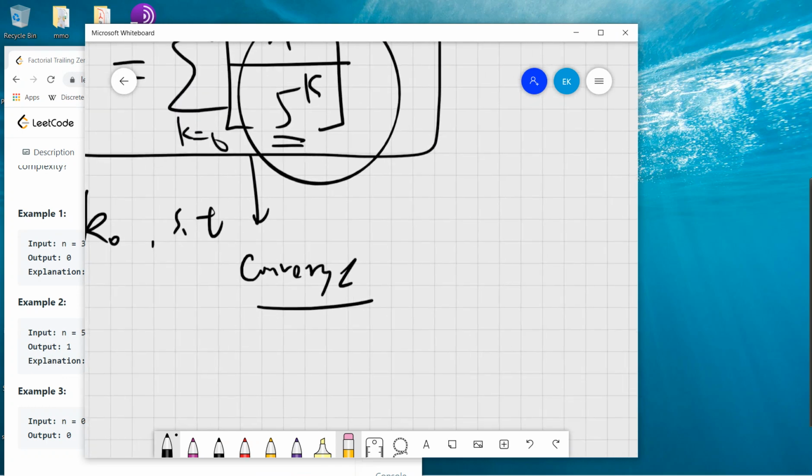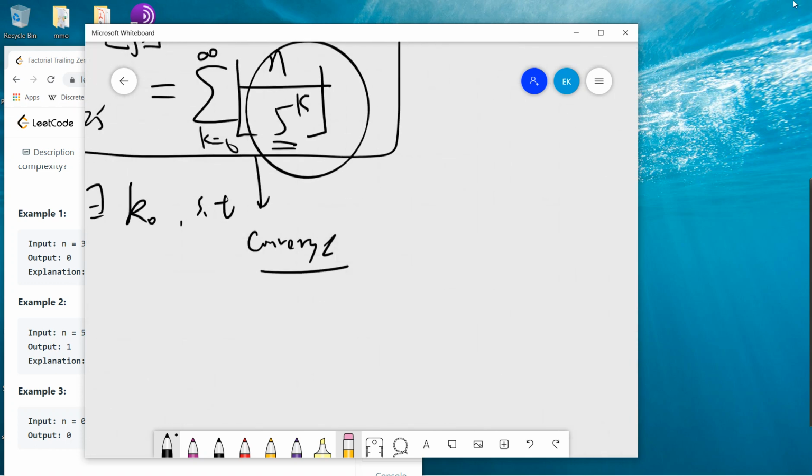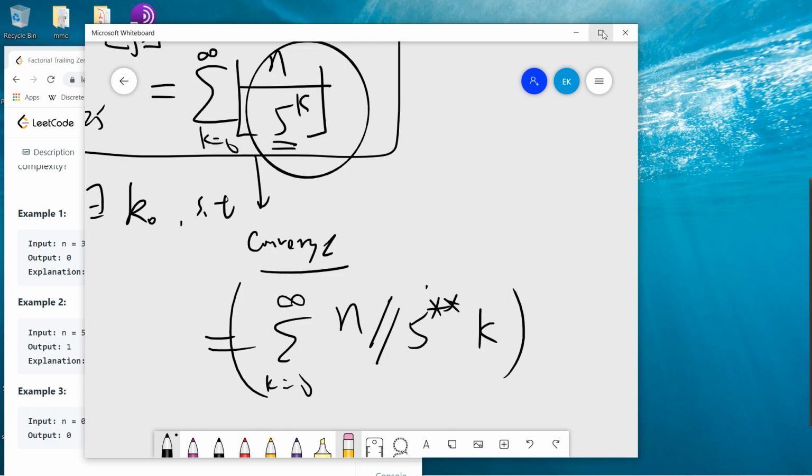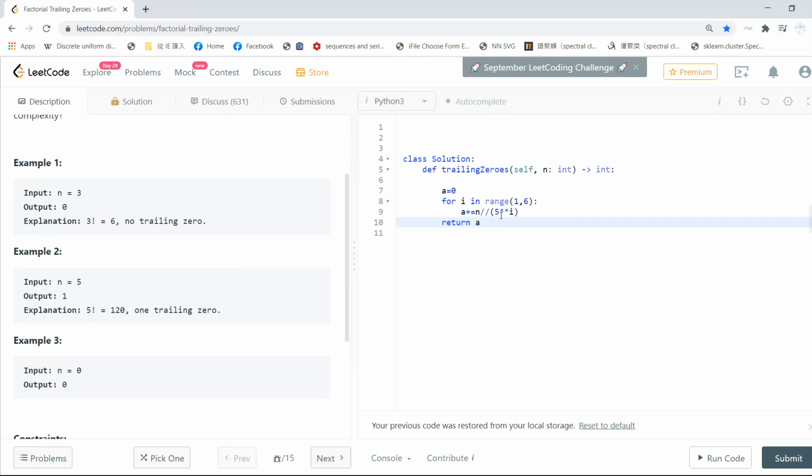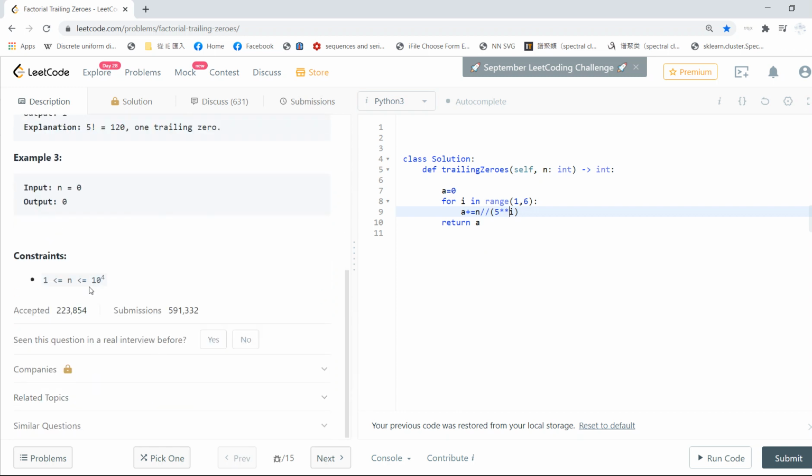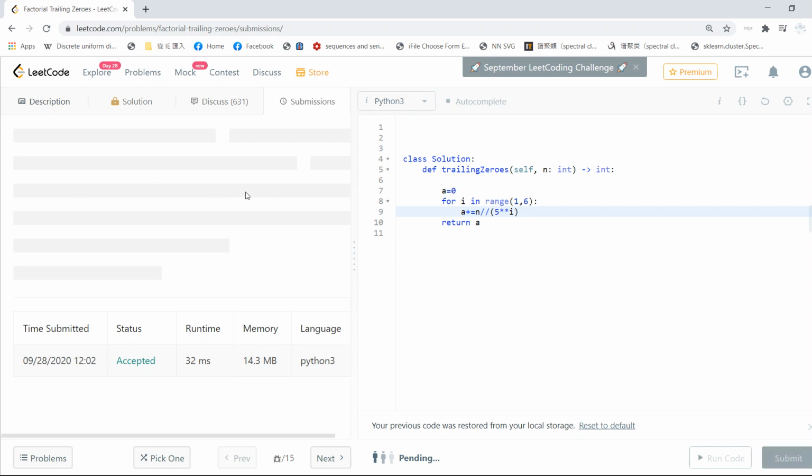Okay, so now into the Python code, we can just sum over k from 0 to infinity of n divided by 5 to the k, in Python. And for this case, since you already say n is less than 10,000, you can check that 5 to the 5 is the most you need to consider. Okay, so that's it. So a just plus equals n divided by 5 to the i, and then you can run it.